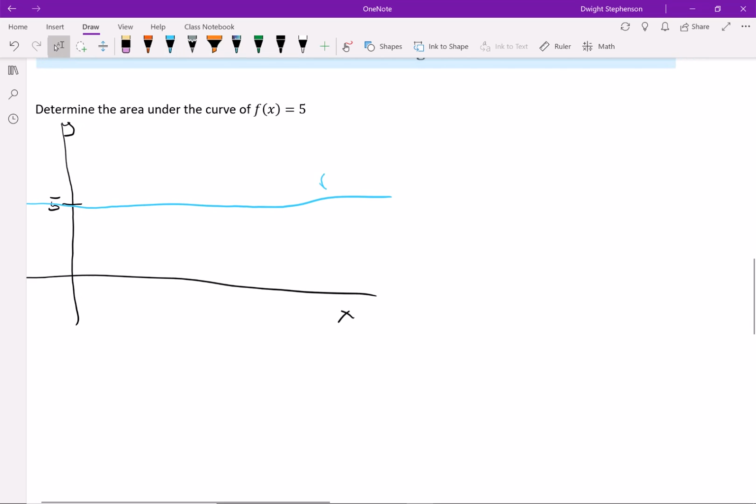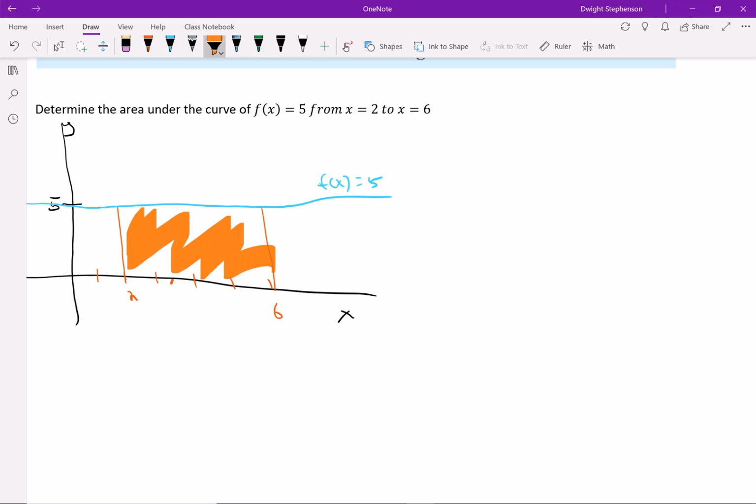Right, so this is f of x equals 5, and I need to change this. We want to know what's the area under the curve of f equals 5 from maybe x equals 2 to x equals 6, right? So we're going to find the area from 1, 2 to 3, 4, 5, 6. So we're going to try to find this area here, right?